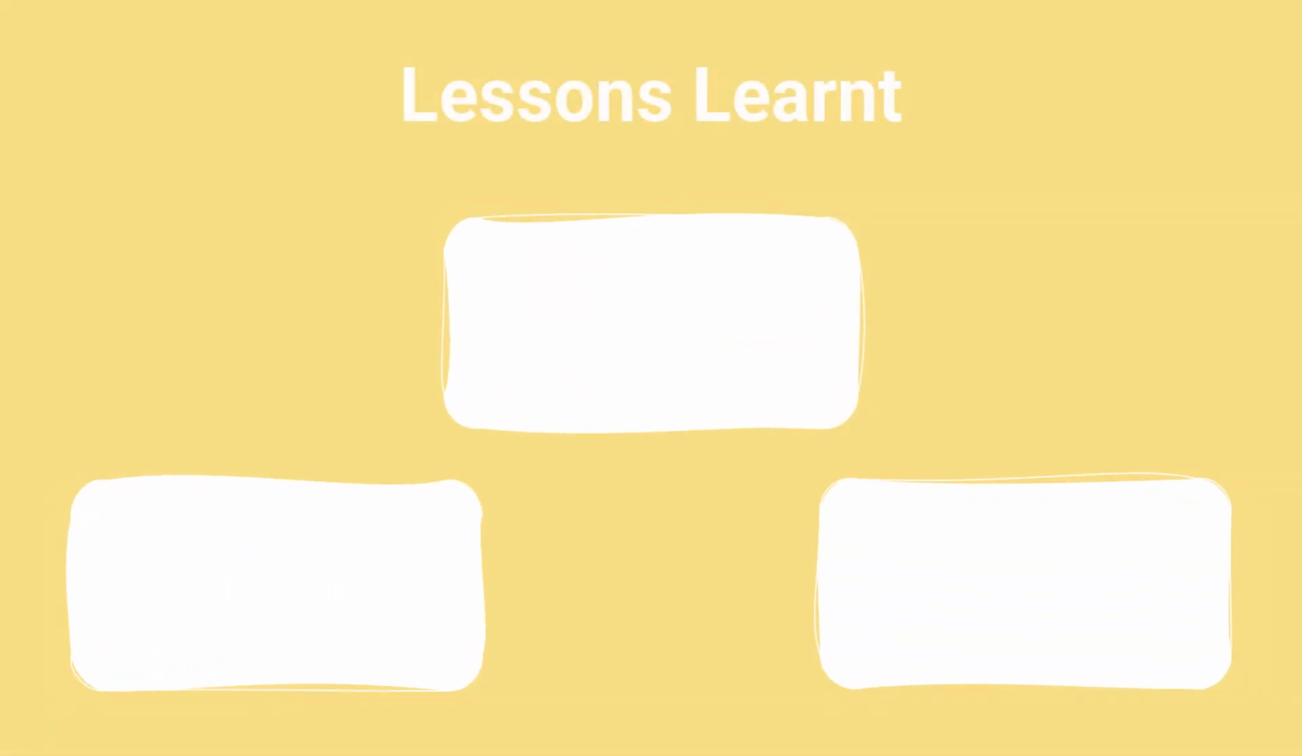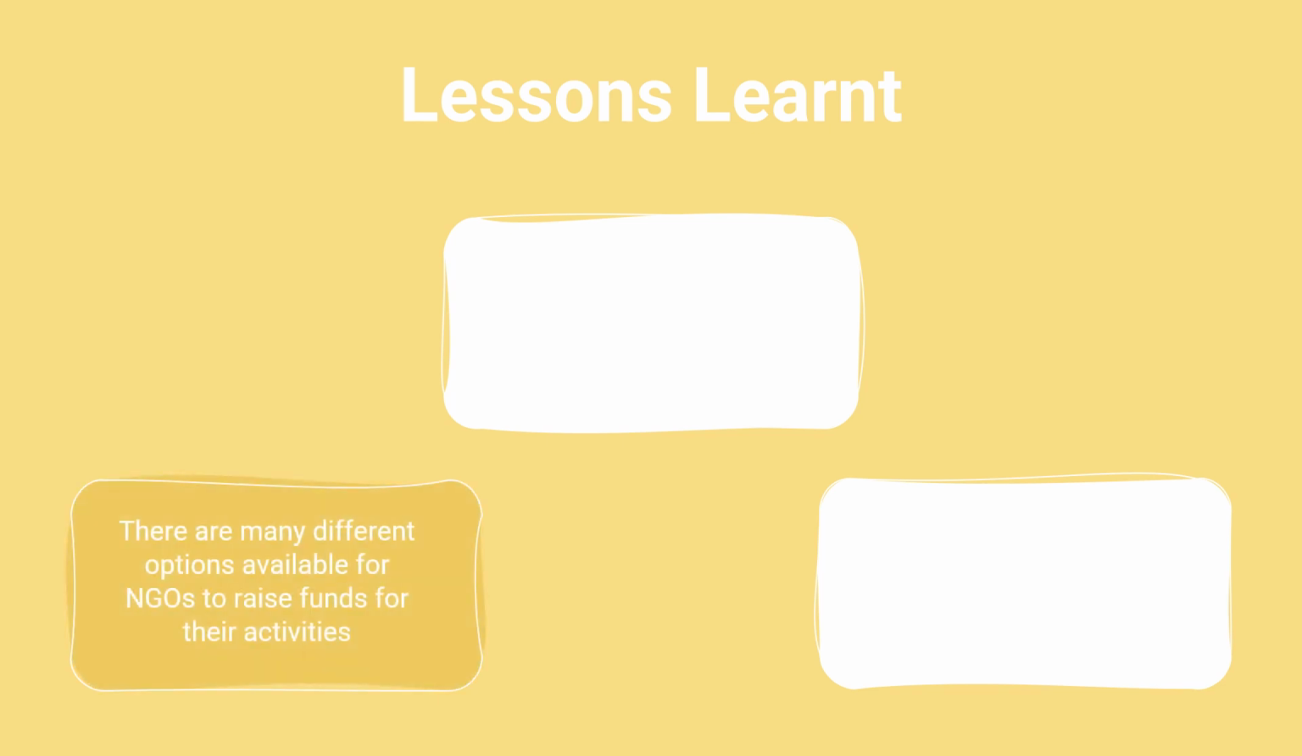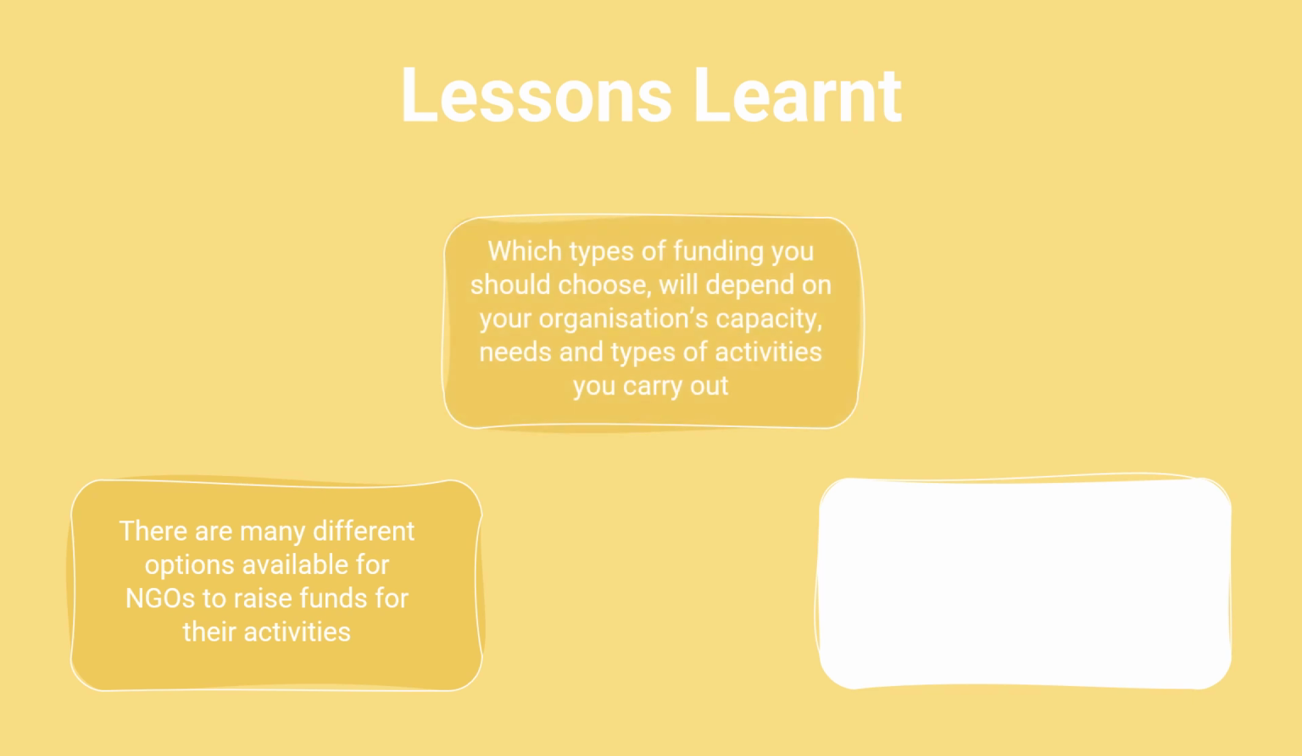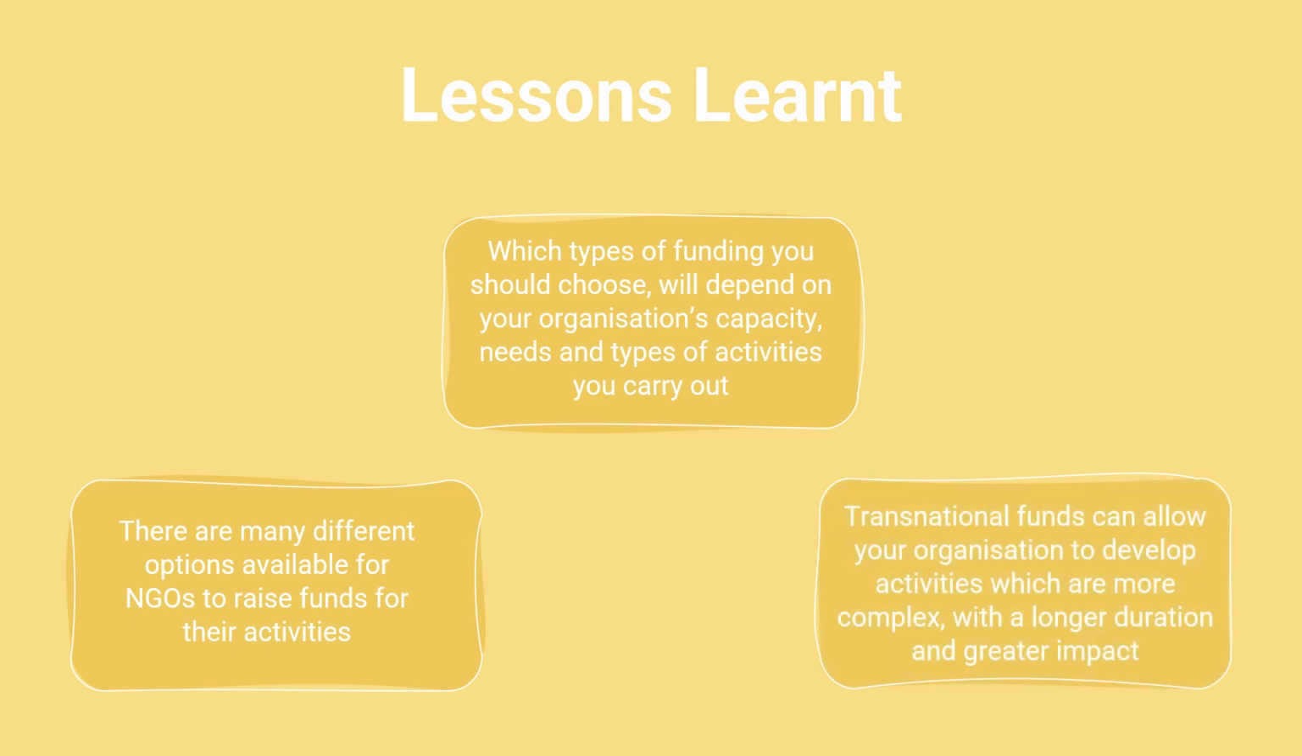We have now reached the end of this submodule. Let us sum up the lessons learnt. There are many different options available for NGOs to raise funds for their activities. Which types of funding you should choose will depend on your organisation's capacity, needs, and types of activity you carry out. Transnational funds are some of the most well-known fundraising methods, and they can allow your organisation to develop activities which are more complex, with a longer duration, and create greater impact.